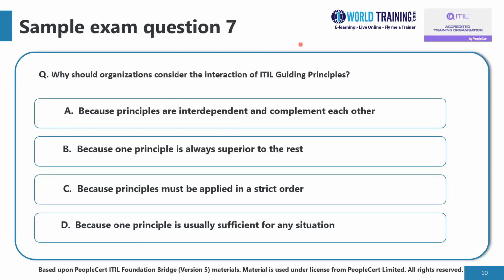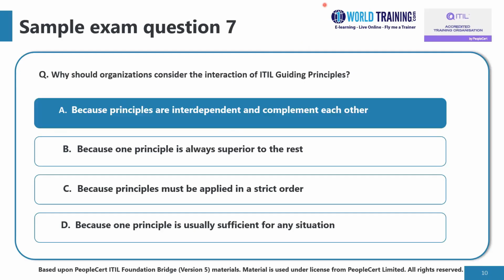Choice B is incorrect because organizations should not use just one or two of the principles, but consider the relevance between them and how they complement each other. And there is also no particular sequence or hierarchy of these principles. They are equally important for the ITIL value system. Choice C is also incorrect because principles do not follow a strict order or sequence. And choice D is also incorrect because organizations should not use just one or two of the principles, just like choice B. So therefore, choice A would be correct.